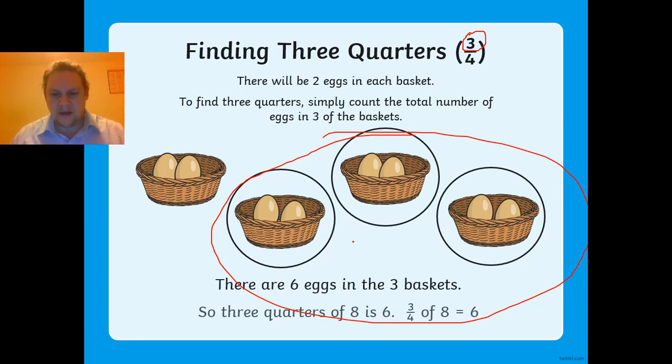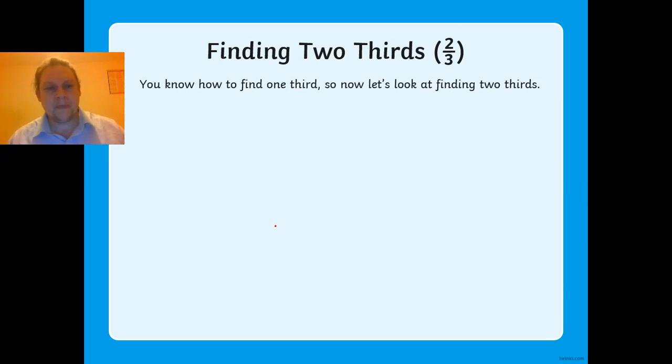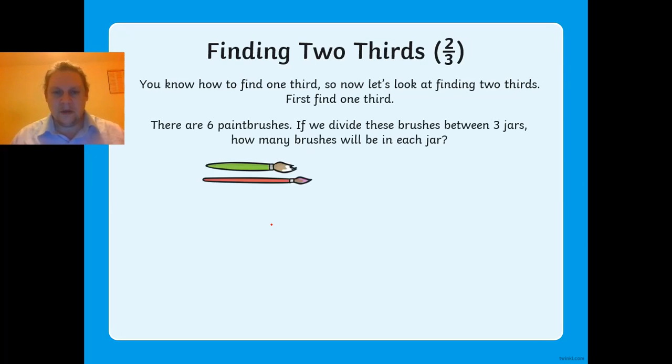There are 6 eggs in the 3 baskets. So 3/4 of 8 is 6. 3/4 of 8 equals 6, and that's how we'd write it out. Okay, let's find 2/3 this time. You know how to find 1/3, so now let's look at finding 2/3.